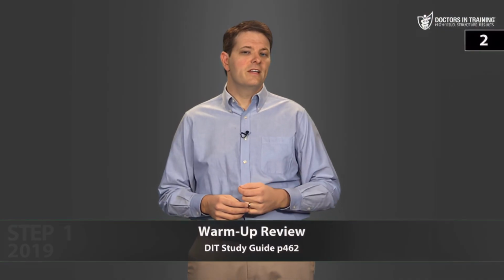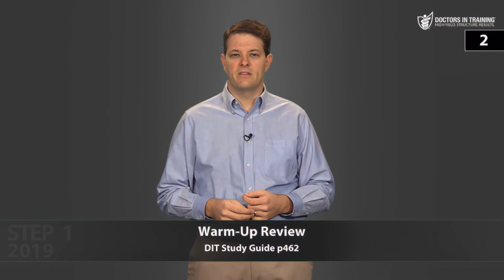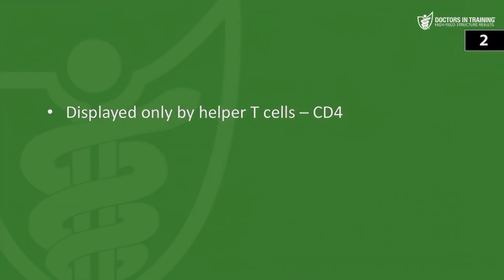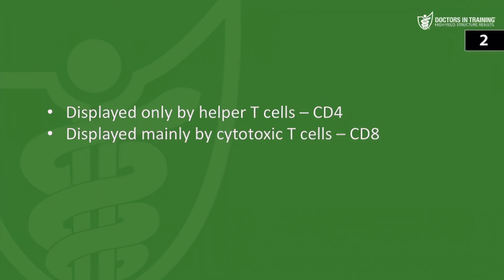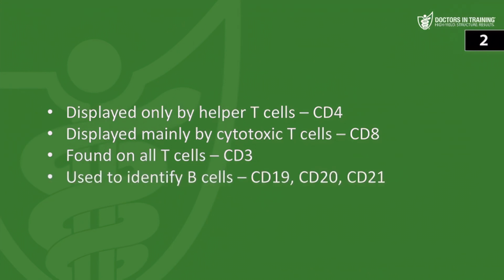Next, which CD surface marker fits each of the following statements? Displayed only by helper T cells is CD4. Displayed mainly by cytotoxic T cells is CD8. Found on all T cells is CD3. And used to identify B cells is CD19, CD20, and CD21.